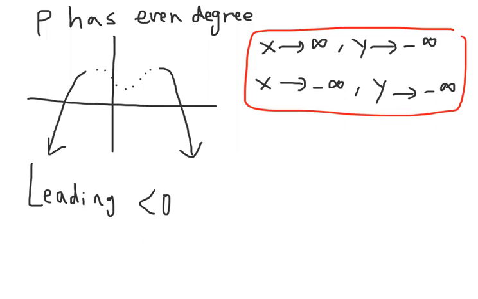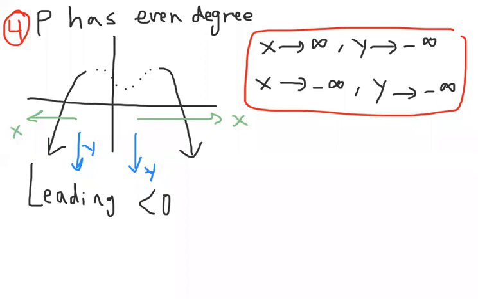From the graph, look, when x gets bigger, y gets small. Same thing here, when x is small, y is small. This is called the end behavior. This is the fourth case for the end behavior. Any question?